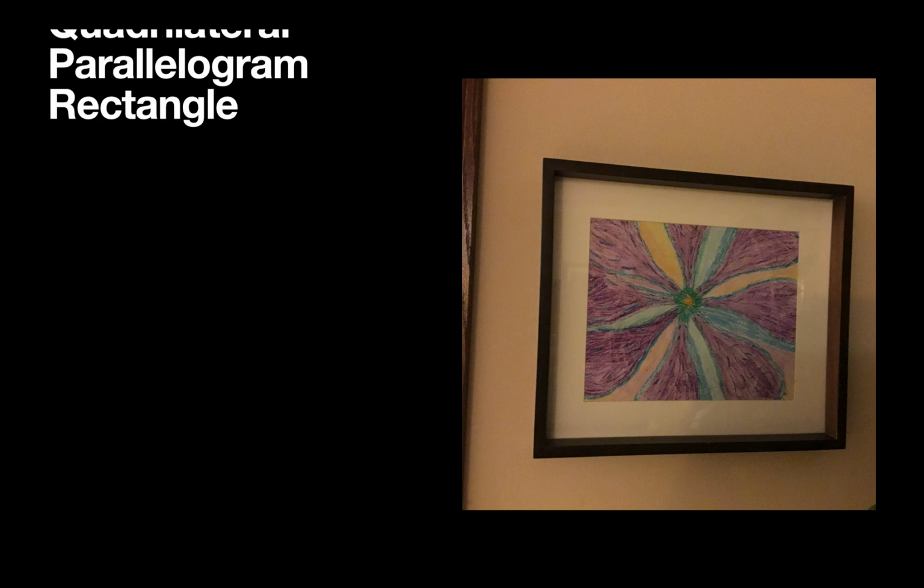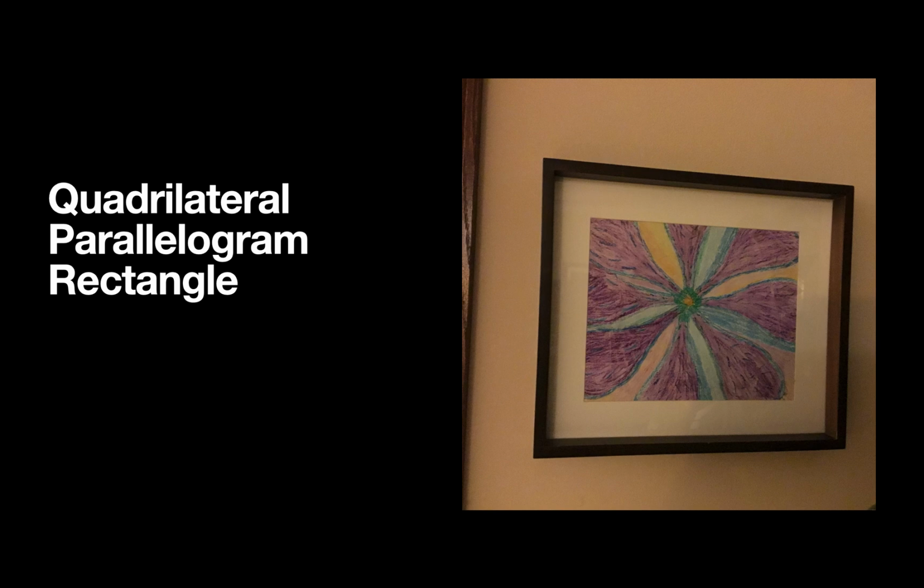How about some shapes from around the house? This one's a quadrilateral. It's also a parallelogram and a rectangle. It's a parallelogram because it has two pairs of parallel sides. The top and the bottom are parallel, and the left and the right side are parallel. It's also a rectangle. It has four right corners or four square corners, and it also has two pairs of equal length sides. The top and the bottom are an equal length, and the left and the right side are an equal length.